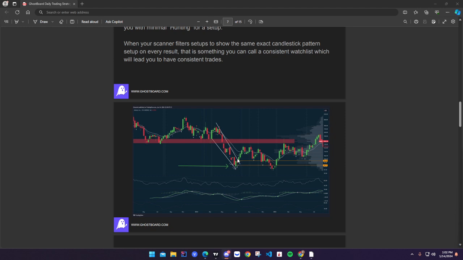And that's the most important thing about trading options. Not every single week a stock is going to move, right? You have to go on the scanners.